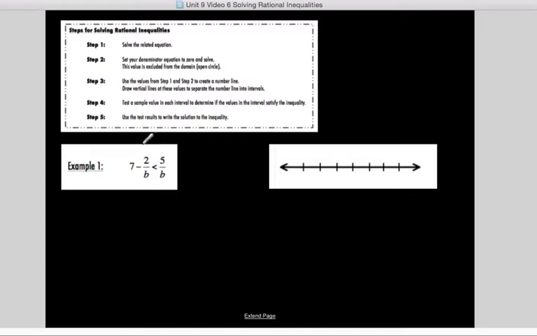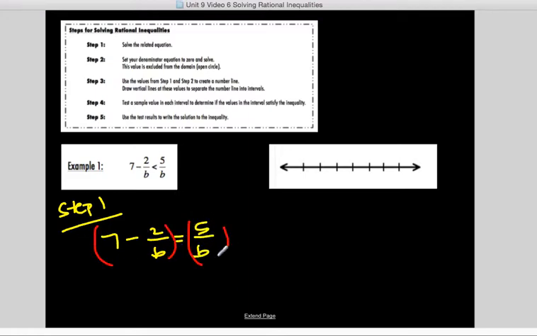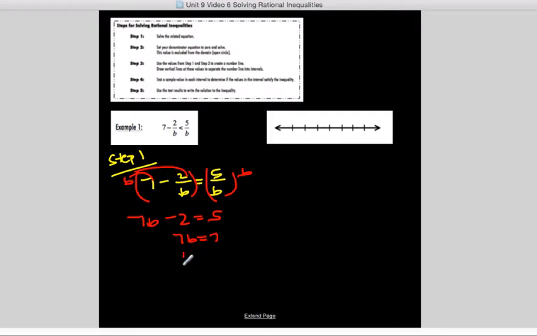Here is example 1. Step 1 says to solve the related equation, so I'm just going to rewrite the equation given with an equal sign. I would recommend you write down step 1. So it's 7 minus 2 over b equals 5 over b. Let's solve this. I'm going to multiply by my common denominator on both sides, which would be b. So I would have 7b minus, the b's will cancel, 2 equals 5. If I solve this, I add 2 to the other side, so I have 7b is equal to 7. When I divide, I get b is equal to 1. That's step 1.